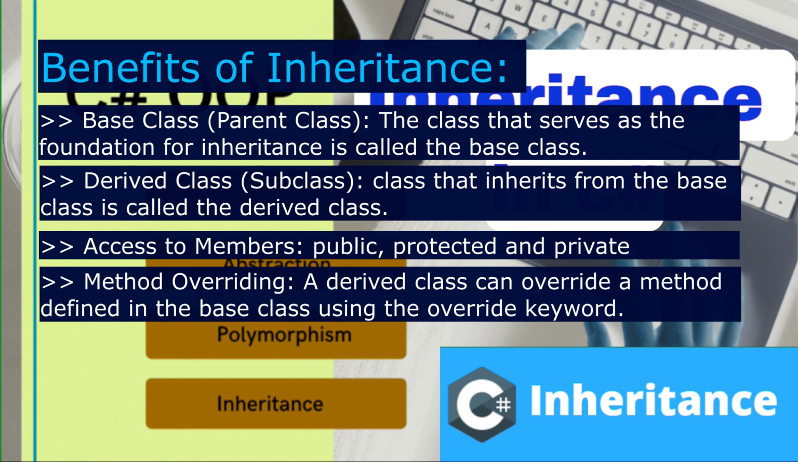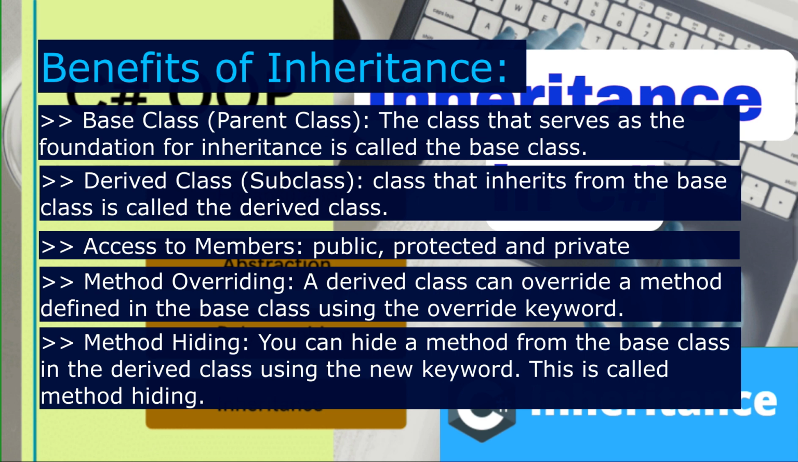Then method overriding. A derived class can override a method defined in the base class using the override keyword. This allows you to provide a specialized implementation in the derived class. Then method hiding. You can hide a method from the base class in the derived class using the new keyword. This is called method hiding. In general, it is not recommended as it can lead to confusion and unexpected behavior. But it is possible to hide a method from the base class in the derived class using the new keyword. These are the benefits we have when we use inheritance.